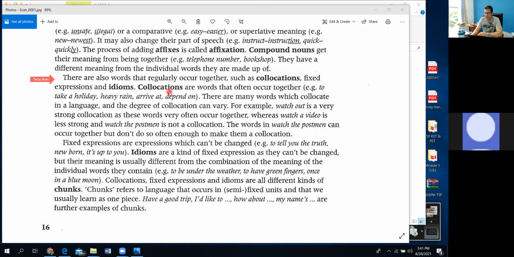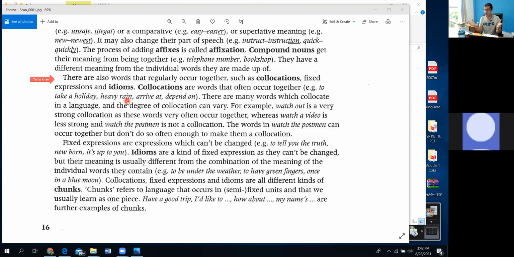First of all, collocations. Collocations are words that often occur together. You can highlight this area or note it down with you. For example, to take a holiday, heavy rain, arrive at, depend on. So these are examples of collocations. When we say depend with the on, it has a specific meaning. All right? And likewise, if we say heavy rain, heavy and rain, it has a different meaning and it comes together.